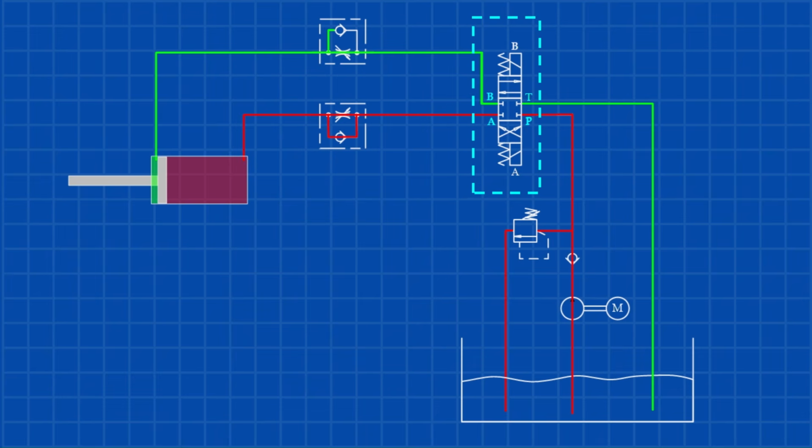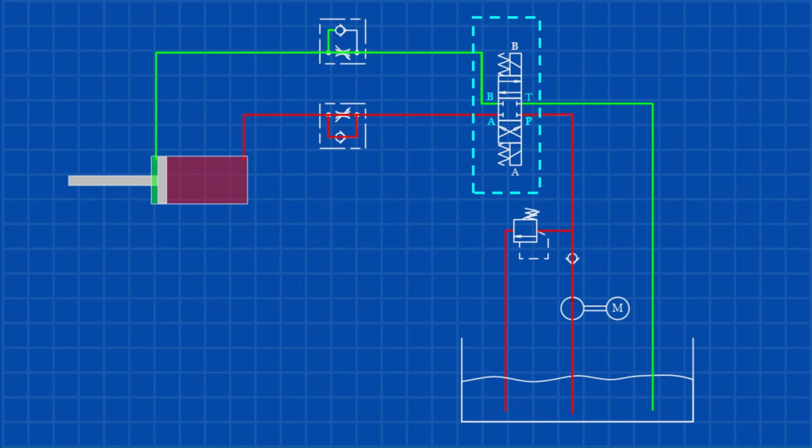An important practice is to de-energize solenoid A once the cylinder is fully extended. This ensures the cylinder stays extended until solenoid B is activated. Note that this applies only to valves with center block positions.